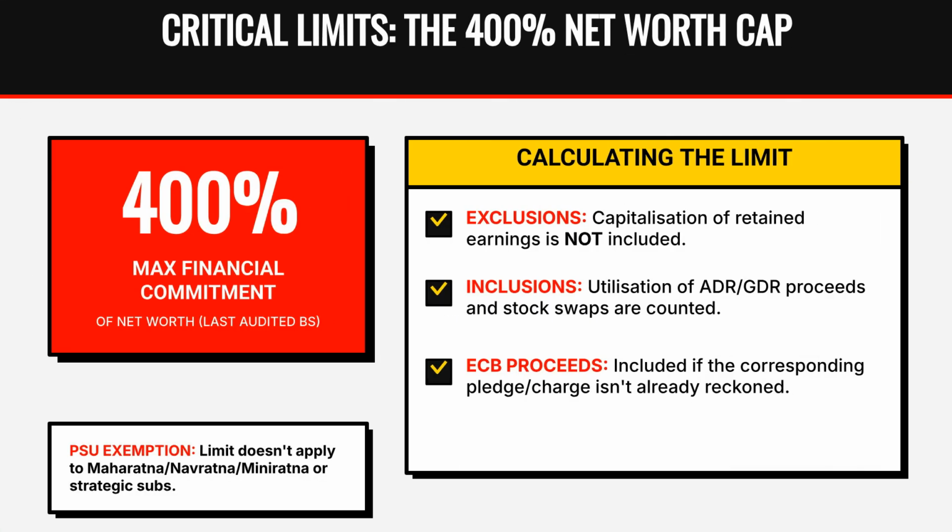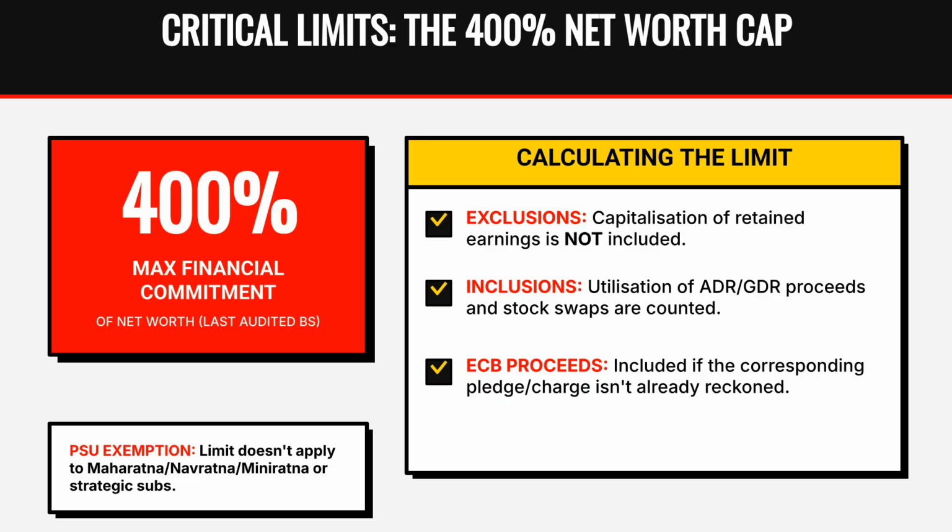This is one of the most important numerical limits in the chapter. An Indian entity's total financial commitment in all foreign entities together cannot exceed 400% of its net worth based on the latest audited balance sheet. However, not everything is included in this limit. Capitalization of retained earnings is excluded.